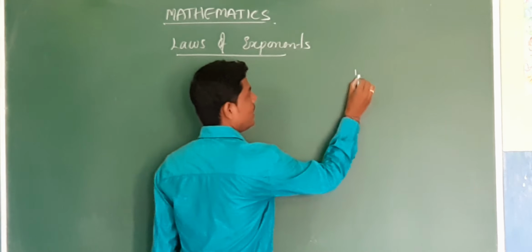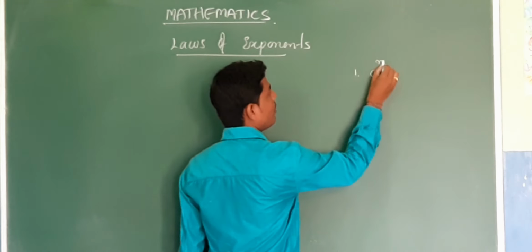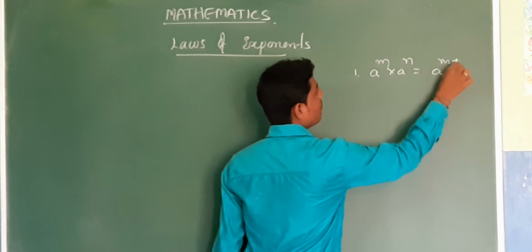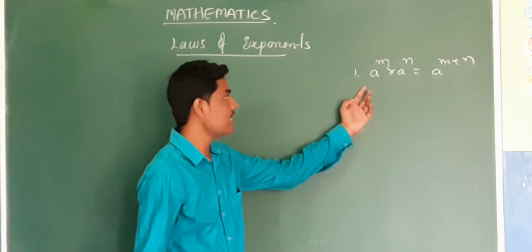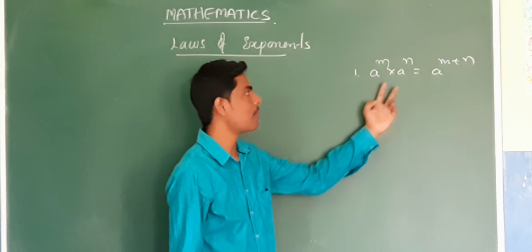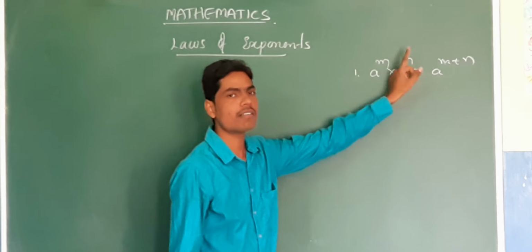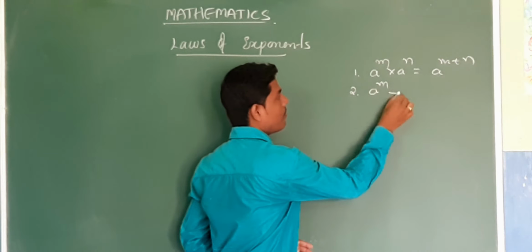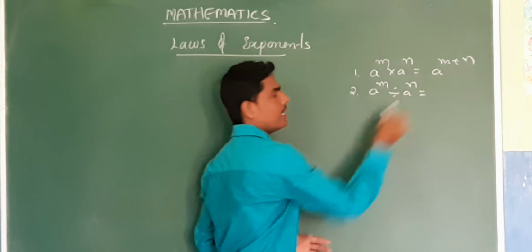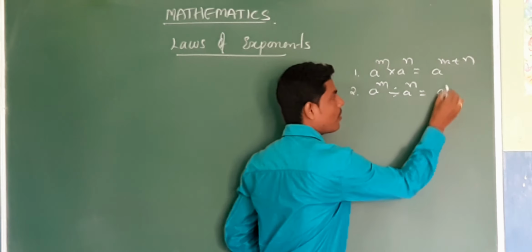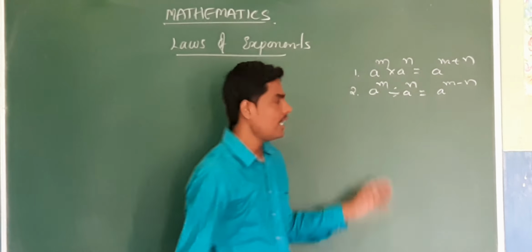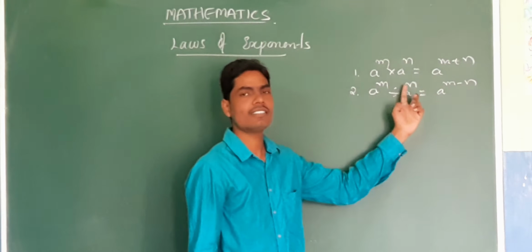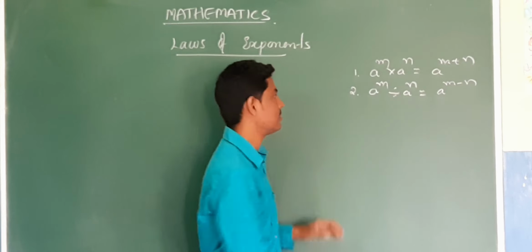First one is a to the power of m into a to the power of n is equal to a to the power of m plus n. If bases are the same and they are multiplying, then you can add the powers. Second, a to the power of m divided by a to the power of n is equal to a to the power of m minus n. If bases are the same and they are dividing, then you can subtract the exponents.